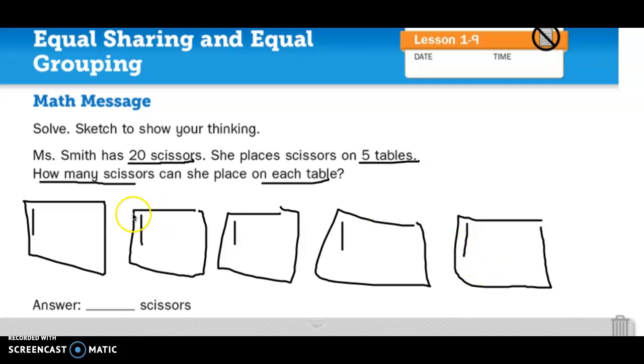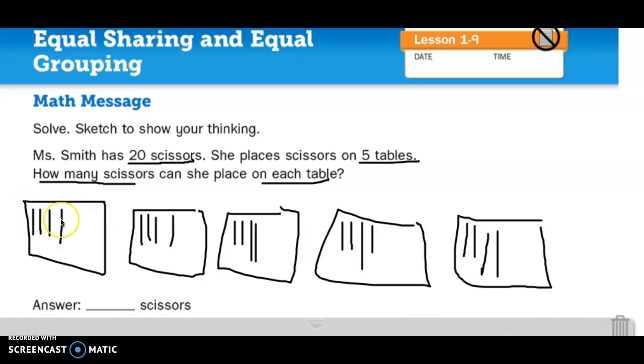So I ended with 5, 6, 7, 8, 9, 10, 11, 12, 13, 14, 15, 16, 17, 18, 19, 20. Ding, ding, ding. We have 20 scissors passed out. How many are in each table?